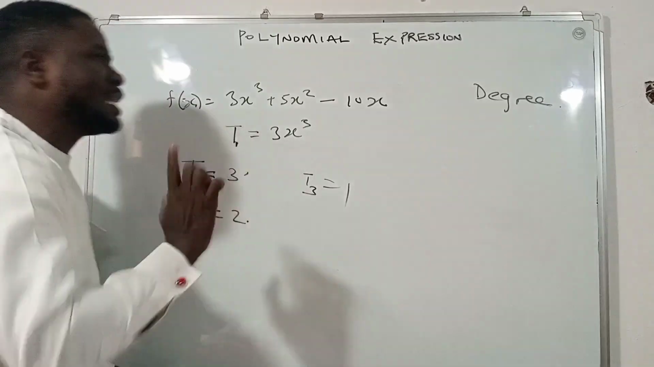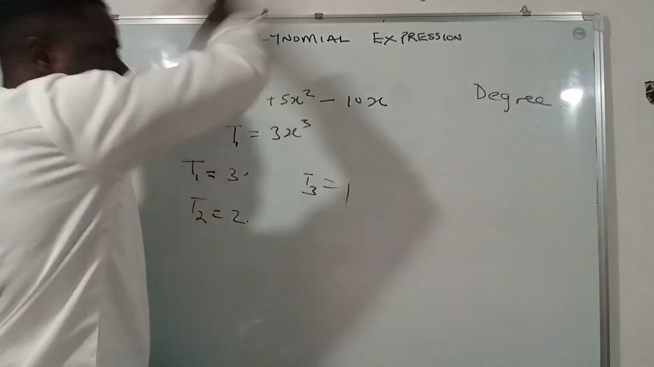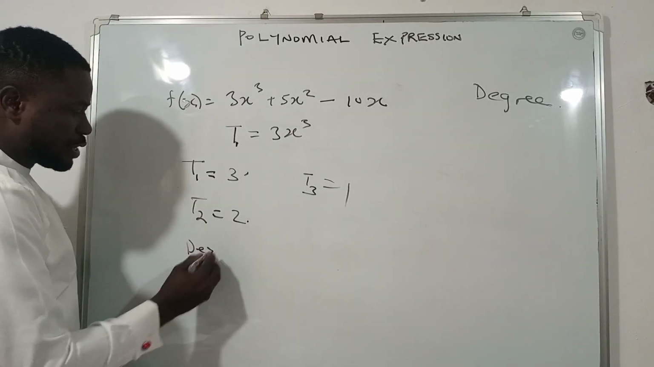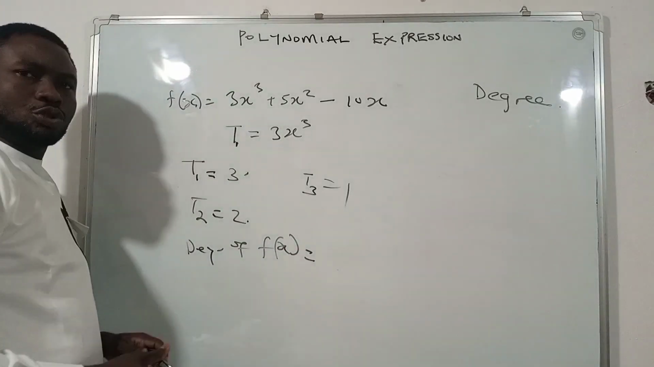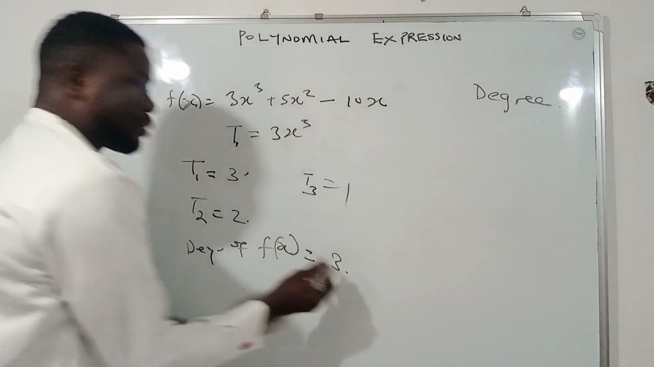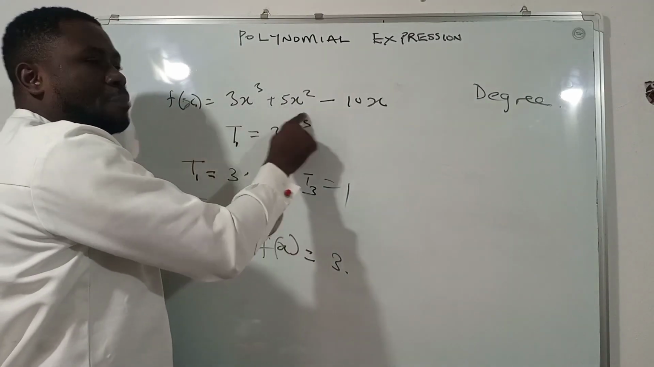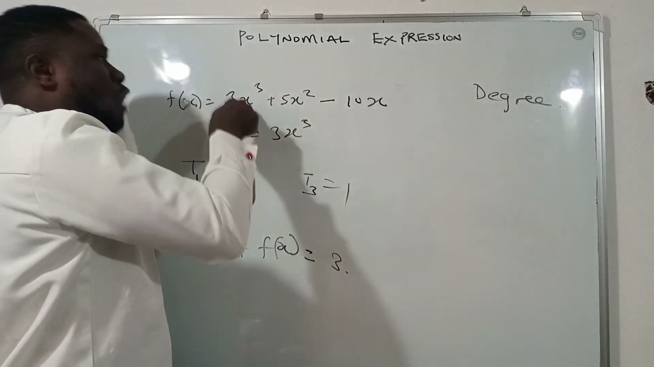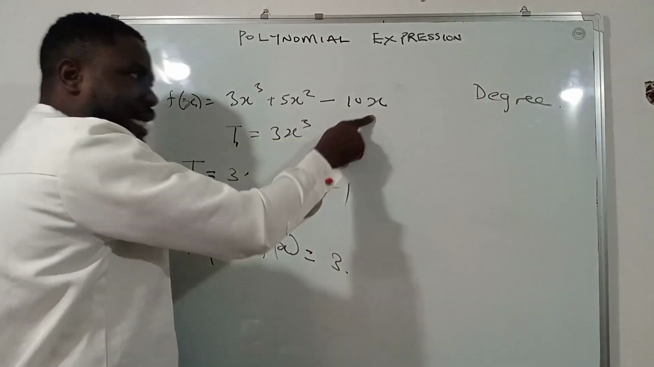Now, if I want to get the degree of this polynomial, it therefore has to be the highest power. The highest power. Now, from here, you can say the degree of f of x is equal to, the highest power is what? 3. Because if you check, here the power is 3, here the power is 2, here the power is 1. In other words, the degree of the first term is 3, the degree of the second term is 2, the degree of the third term is 1.